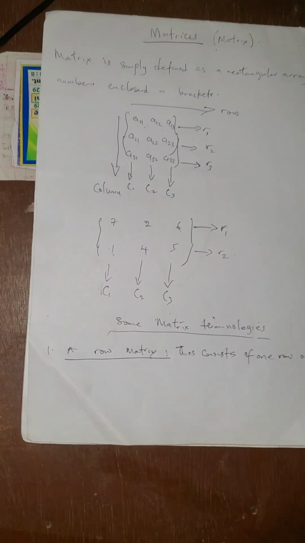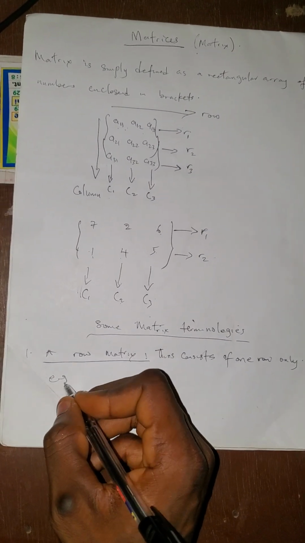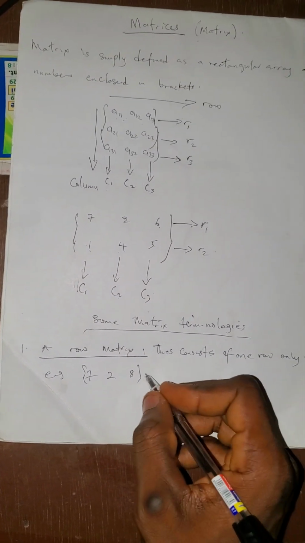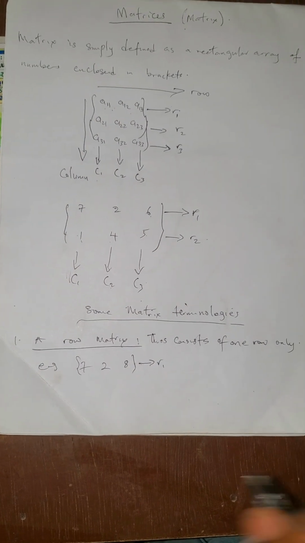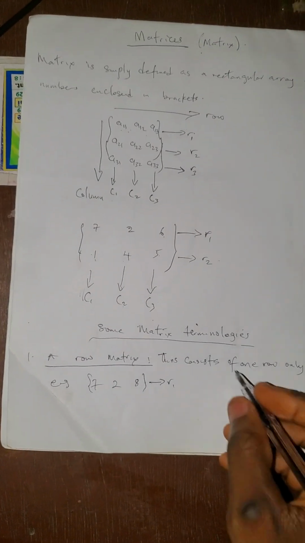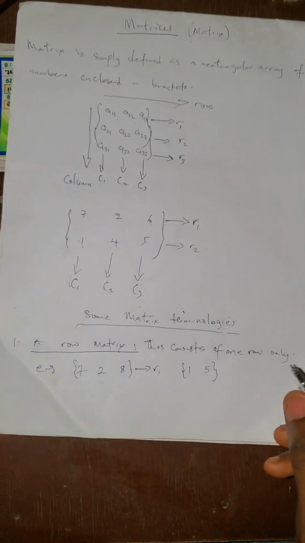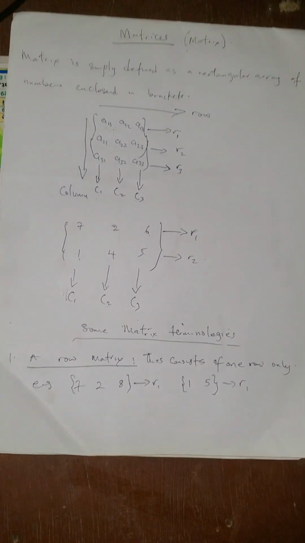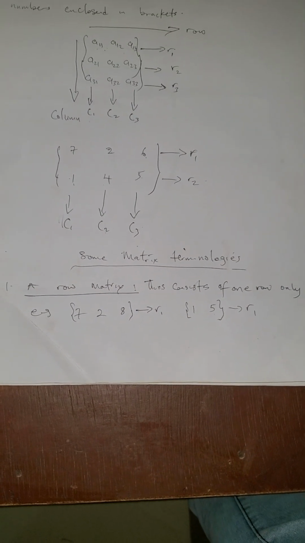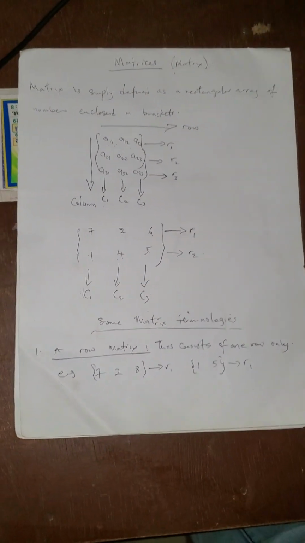If you are talking about one row only, that means if you have, for example, 7 2 8, this consists of only one row, but it contains 3 columns. It does not matter, it contains just one row. Now if you have 1 5, this one as well only contains one row, but it contains 2 columns. But don't forget, we are talking about a row matrix. So any matrix that contains only one row is called a row matrix.